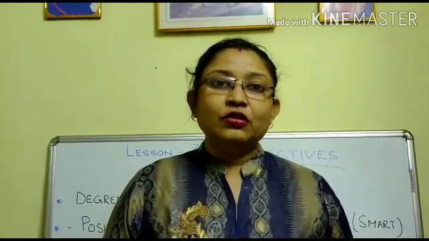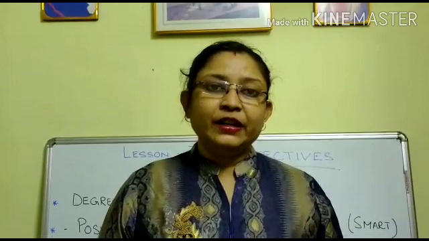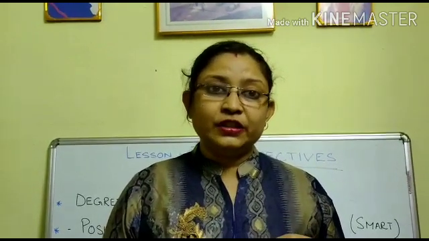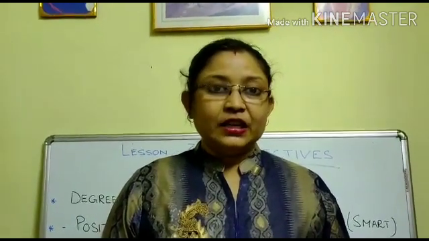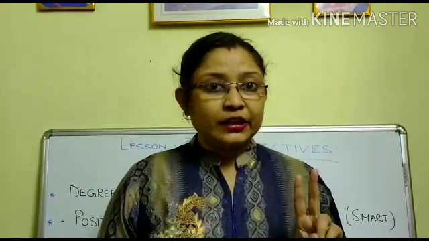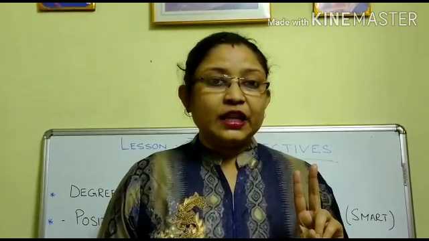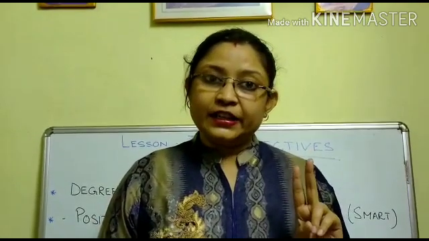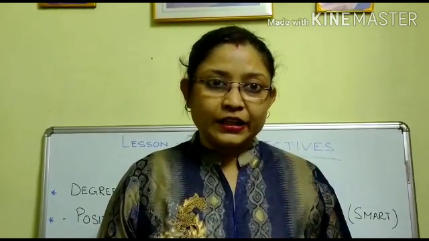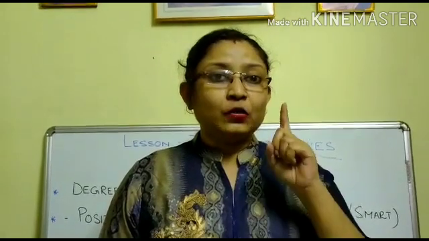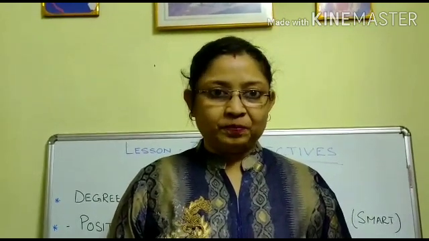Today I will tell you how to use the comparative degree, superlative degree, and positive degree in a sentence. Now, when the adjective is in its own form, then we put it in the positive degree. When we are comparing two things, two objects, then we use the comparative degree, that is ER. We add ER to the adjective. And when we compare one thing with a group of things, then we use the superlative degree, that is the EST form.